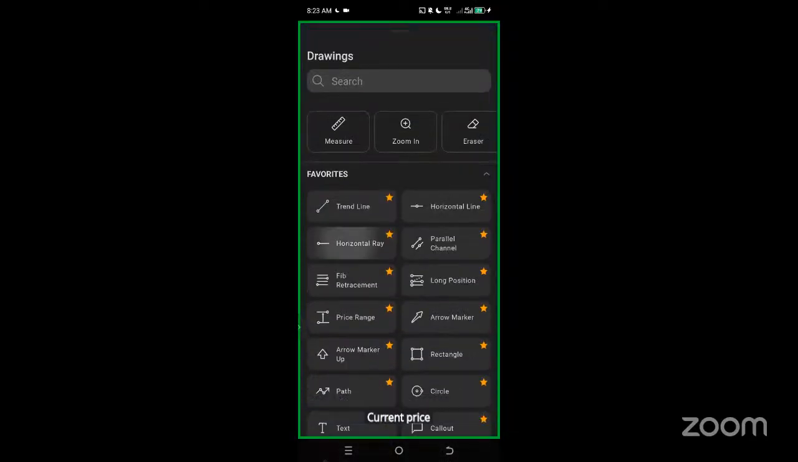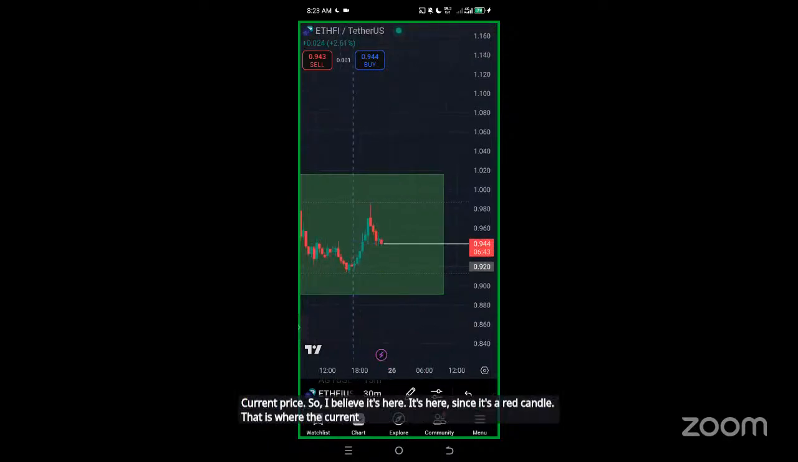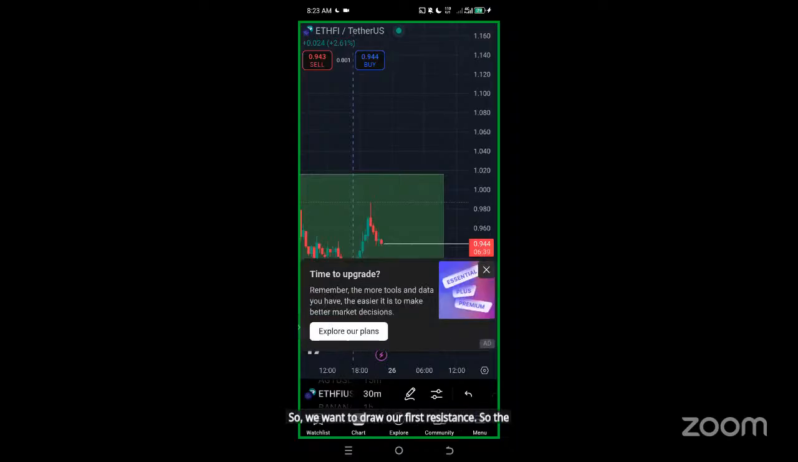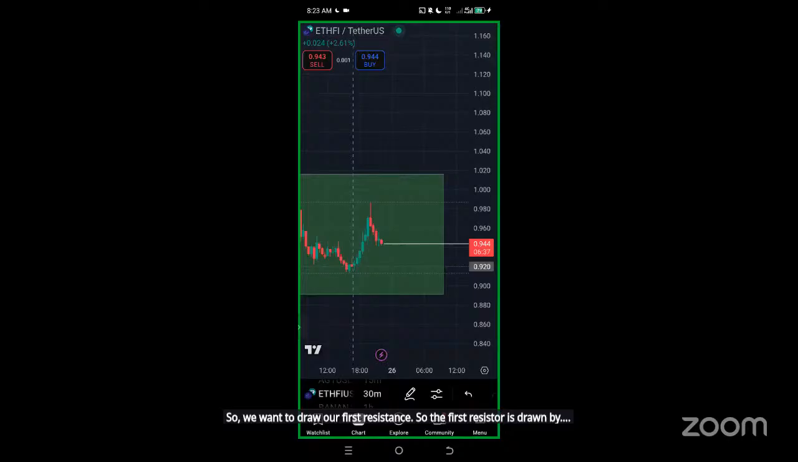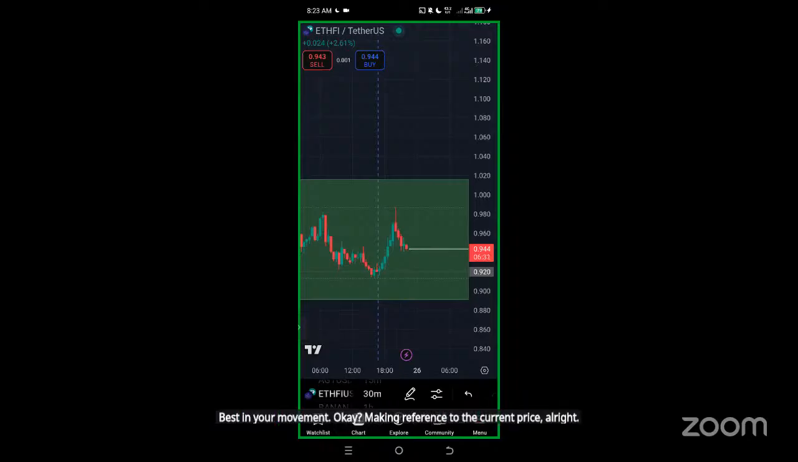So I believe it's here. It's here, since it's the red candle. That is where the current price is. So we want to draw our first resistance. So the first resistance is drawn by basing your movement, okay, making reference to the current price. Sorry, you have to make reference to the current price.